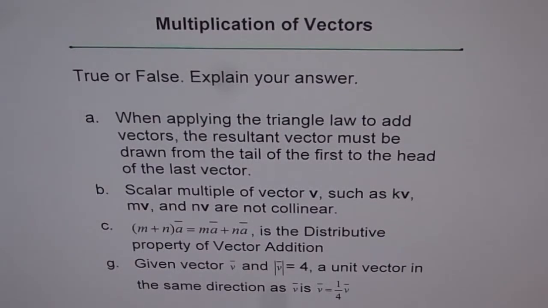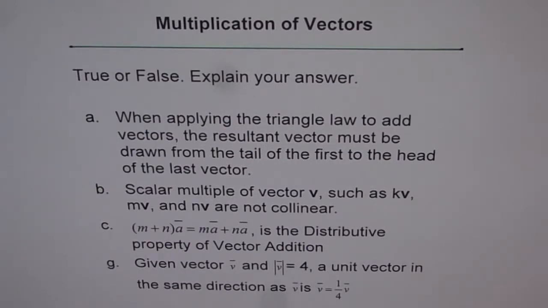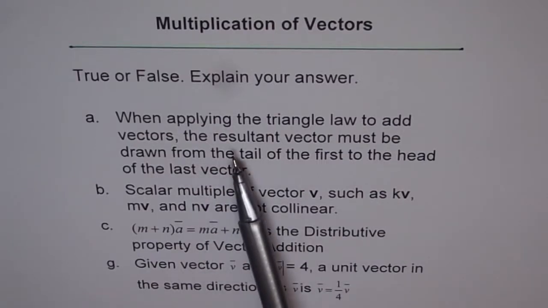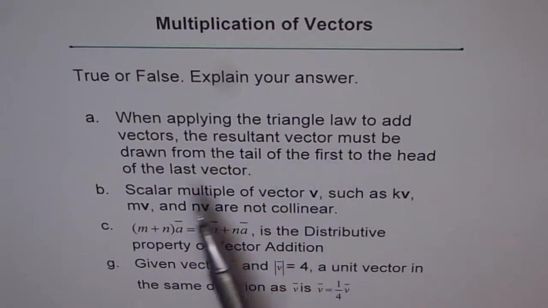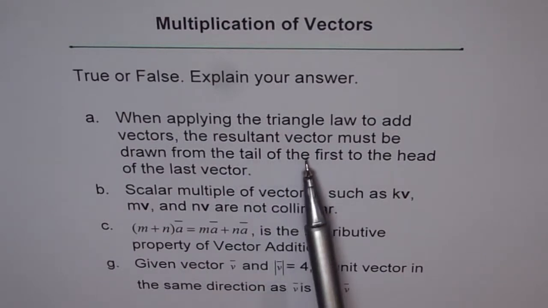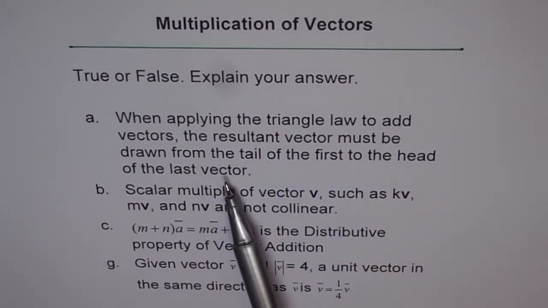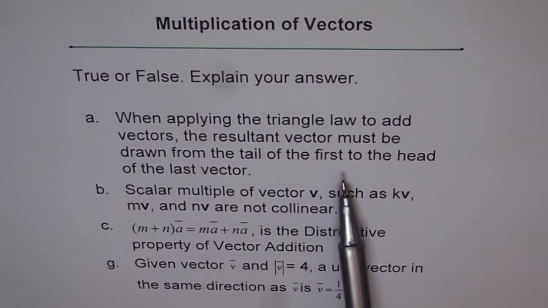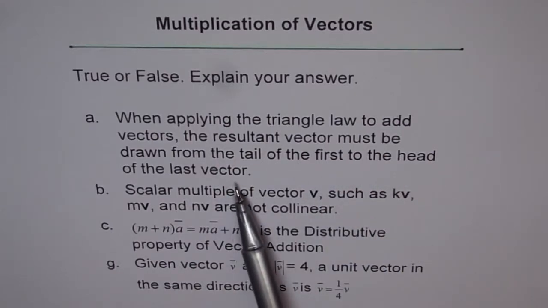Multiplication of vectors. In this question, we are trying to review what we have done in these 4 chapters. So this is a test problem. It says true or false. Explain your answer. Part A is, when applying the triangle law to add vectors, the resultant vector must be drawn from the tail of the first to the head of the last vector.